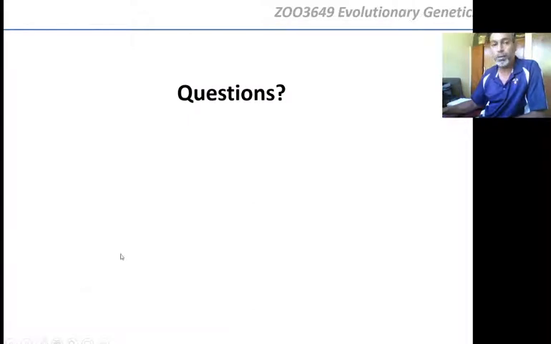Okay, and that ends our section on Mendelian inheritance. And the end of our Darwin and Mendel section. So stay tuned for the start of population genetics.